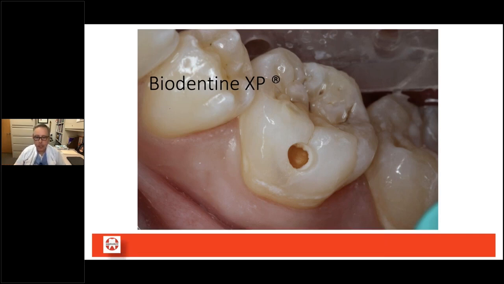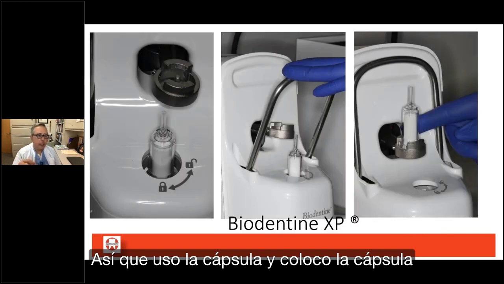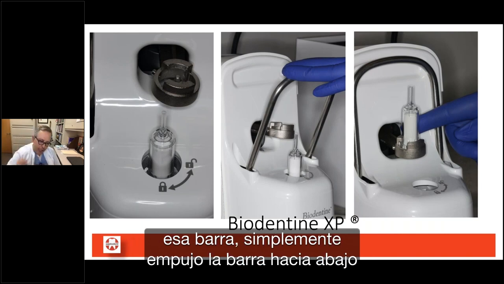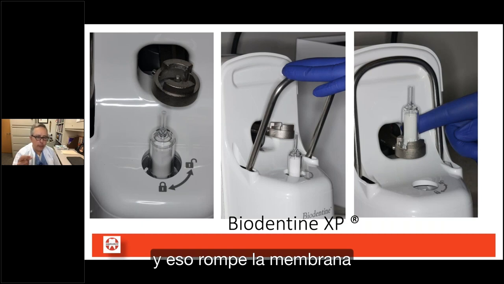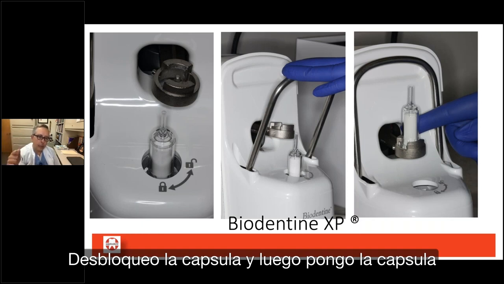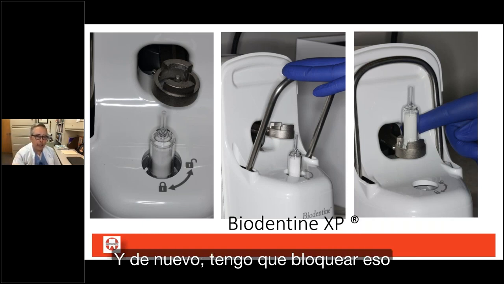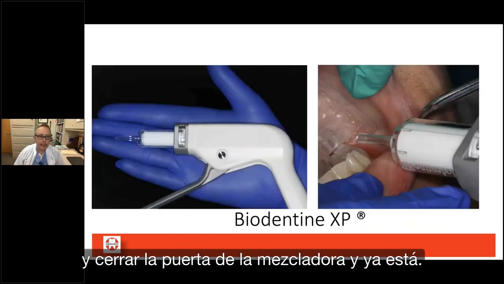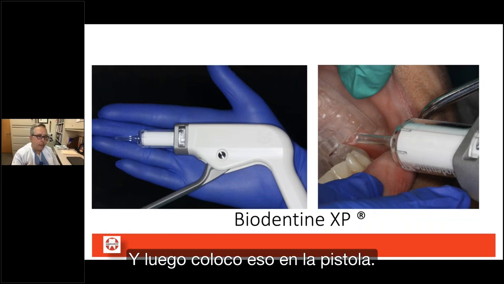So I use the capsule, place it in the bottom, lock it, and then, as I mentioned, I just push down the bar, and that breaks the membrane that separates the powder from the liquid. I didn't explain this very well in the previous slide, but you can see it here in the picture. I unlock the capsule, and then I put the capsule in the upper place. Again, I lock that, close the door of the mixer, and that's it. And then I place that in the gun.